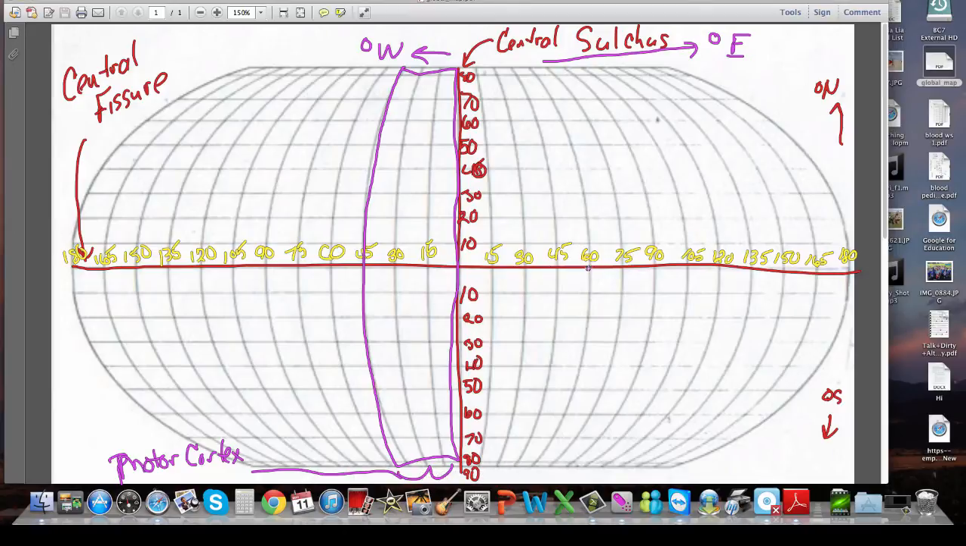Next, the sensory cortex, the area that picks up sensations. It is the area between the longitude lines of the prime meridian and 45 east. Select a different color here. This would be the sensory cortex.